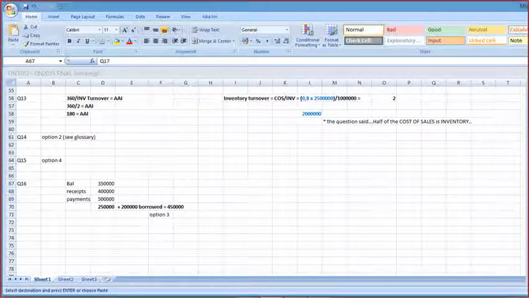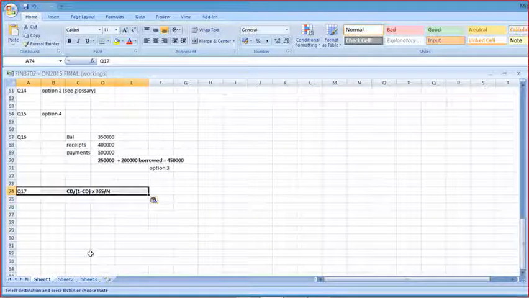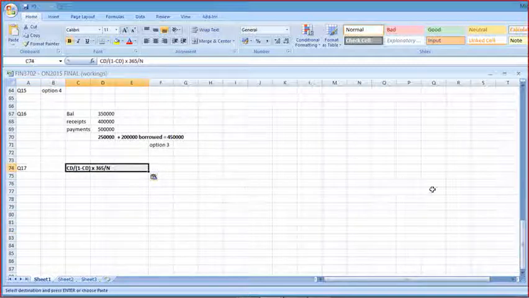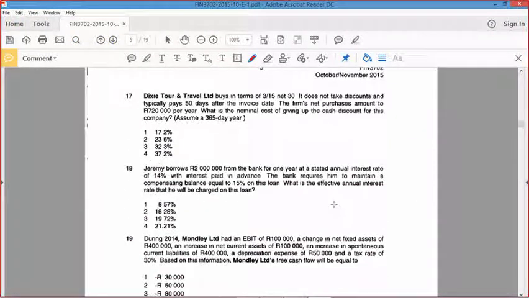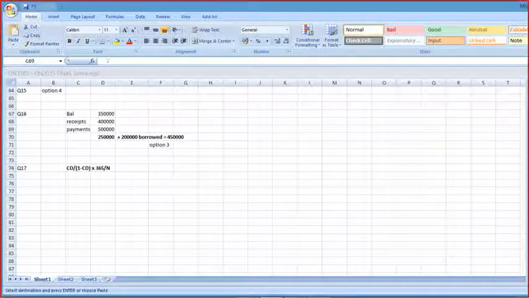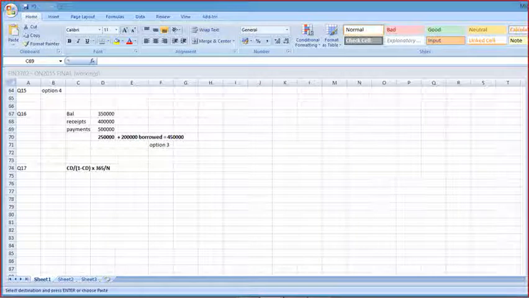Right, 17, just to help you with the formula, they're talking about the cost of giving up a discount. There's the equation. I want you to quickly work out the correct answer. Let me put up the question. So Dixie buys in terms of 3/15, net 30. So 3% discount within 15 days, net 30 days. It does not take discounts and typically pays 50 days after the invoice date. The net purchases were 720. What is the nominal cost of giving up the discount? Assume a 365-day year. So there's the formula. What's the answer going to be? Quickly work it out.